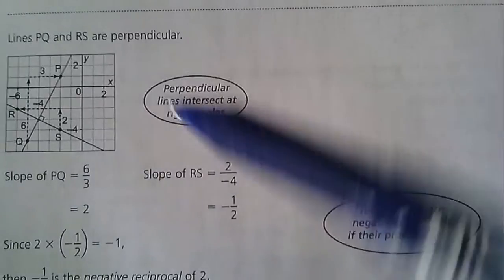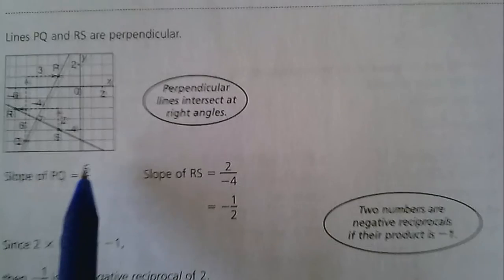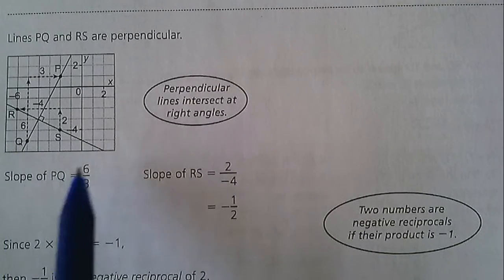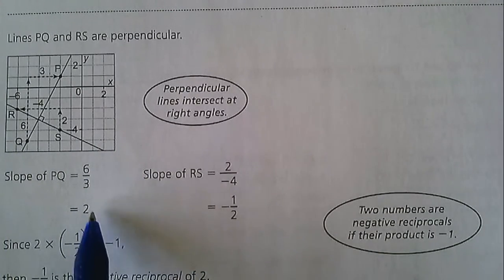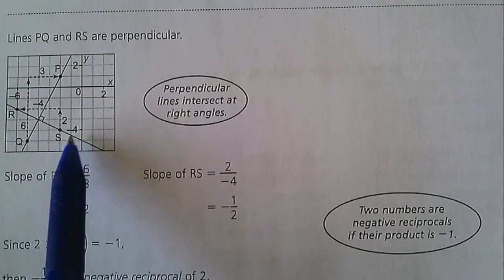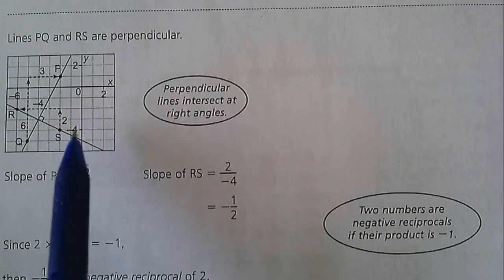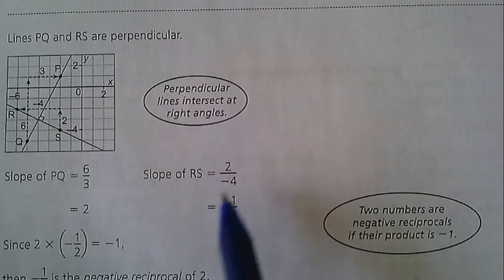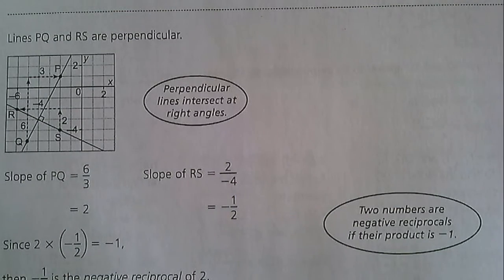So I know the work is already done there for you, but we'll just take a look here. So line PQ, again, you'll take a look. We have a rise of 6 over a run of 3, so we end up with 2 for our slope. For line RS, we have a rise of 2 and a run of -4. So we end up with -1/2 in lowest terms. Now, if we were to multiply 2 times -1/2, we would end up with -1 as an answer.